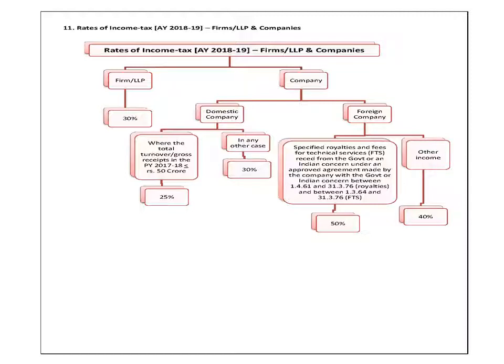Okay, for foreign company, here also we have two categories. The first category is royalties and fees for technical services received from the government. In that case the rate of tax will be 50 percent. Other income, other than royalties and technical fees, will be taxed at 40 percent. This is the rate of income tax for companies and firms.